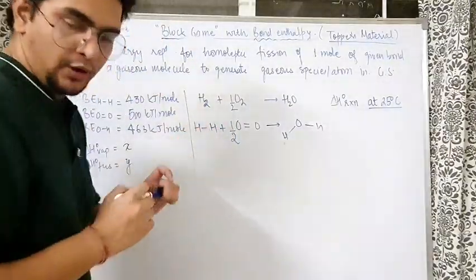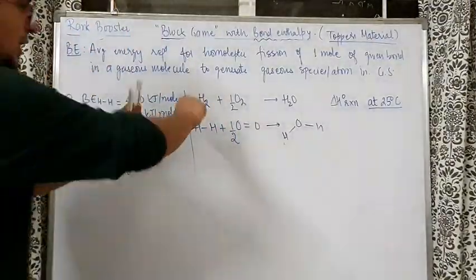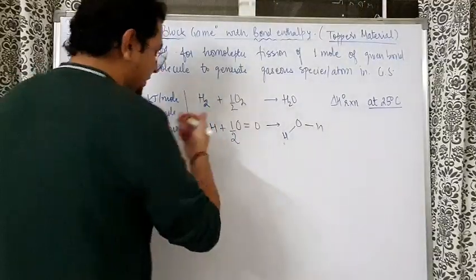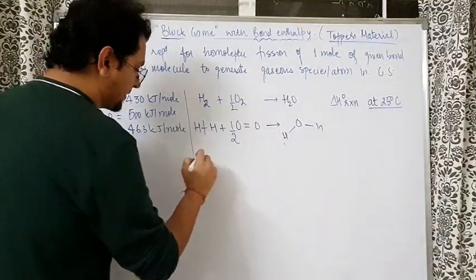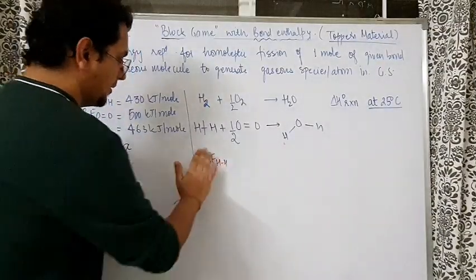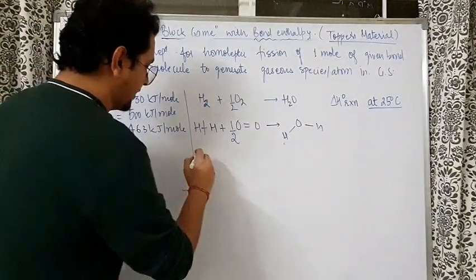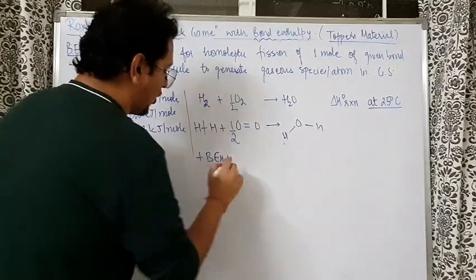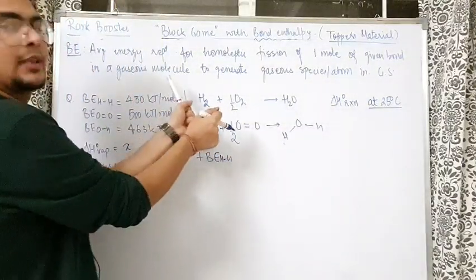To break this bond, we have to firstly break all the bonds. So chalo, fatafat, cut. I can say plus bond enthalpy of HH. Why plus, sir? Because energy is required to break the bond.